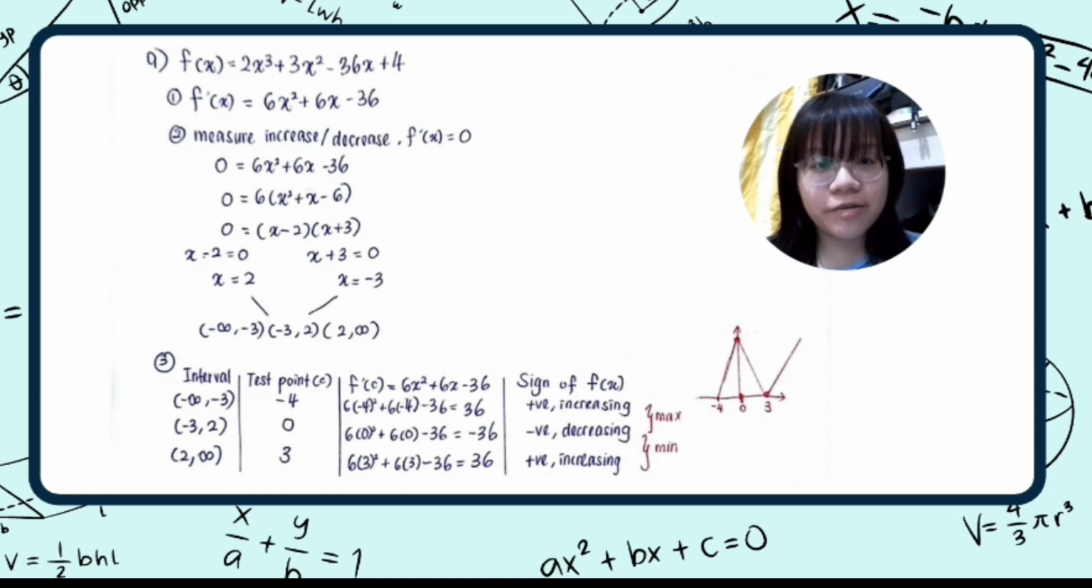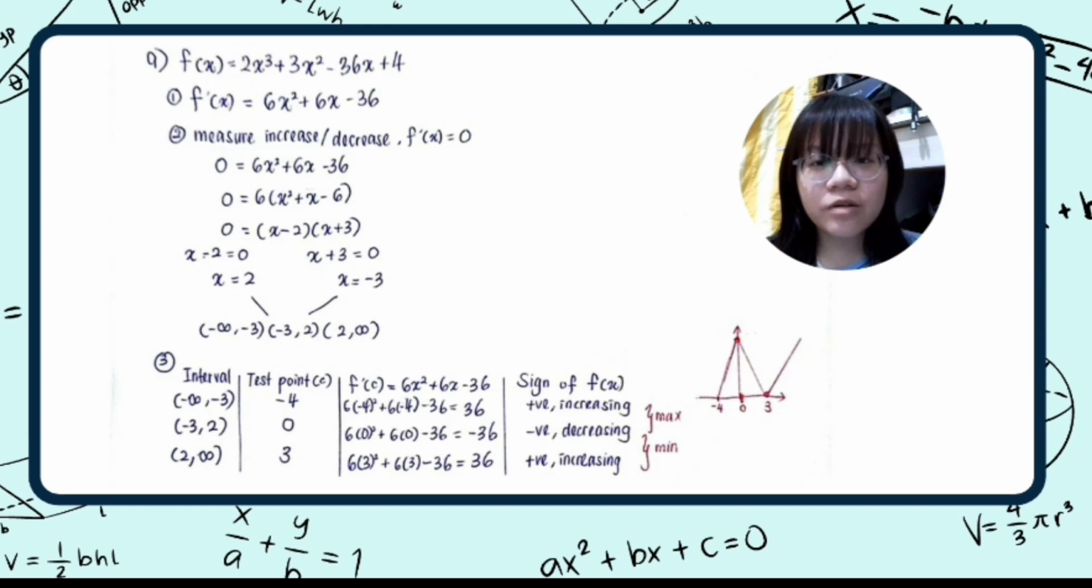We are using the first derivative as we want to find the interval where it's increasing and also decreasing. As you know, the first derivative, which is dy/dx, is used to find the slope and also the measuring of rate of change. So here, I'm doing the first derivative, which is 6x squared plus 6x minus 36, using the power rule.